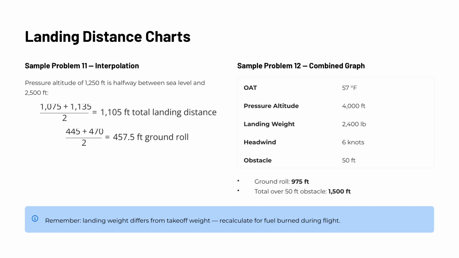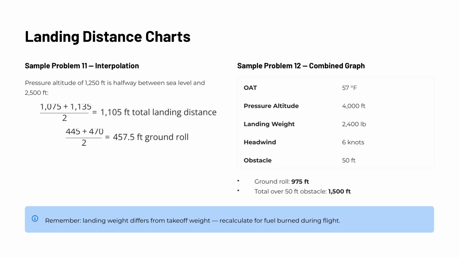Moving to sample problem 12, we're using a combined graph with the following conditions: an outside air temperature of 57 degrees Fahrenheit, a pressure altitude of 4,000 feet, a landing weight of 2,400 pounds, a 6-knot headwind, and a 50-foot obstacle. Working through the chart with those inputs gives us a ground roll of 975 feet and a total landing distance over the 50-foot obstacle of 1,000 feet.